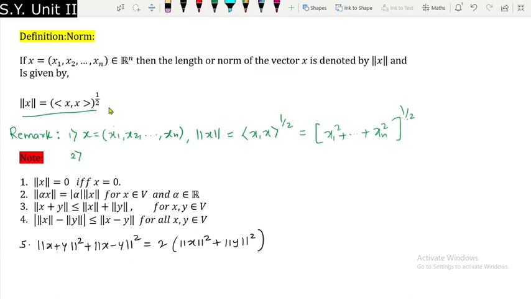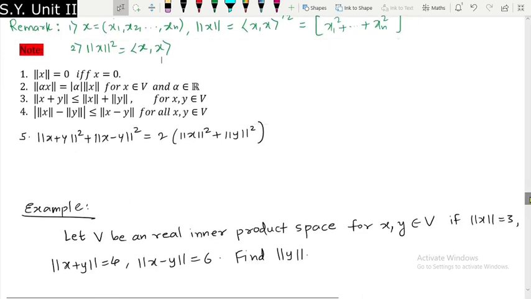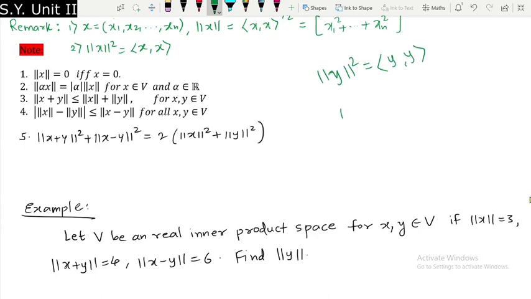The second thing is, if you square on both sides, you are having norm of x is equal to this, but the beautiful property is that norm of x square is equal to the inner product of x with x. A very interesting and beautiful property, and we will be using it many times. So norm of x square is always equal to the inner product of x with x. Whenever you talk about norm of y square, it will be the inner product of y with y. Whenever you talk about norm of x plus y square, it will be the inner product of x plus y with x plus y, in this way.